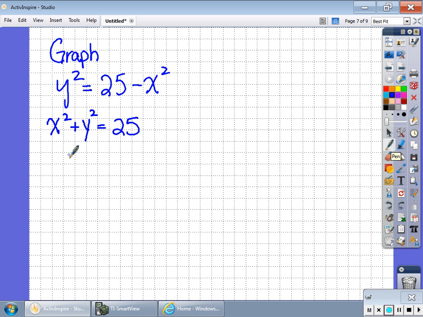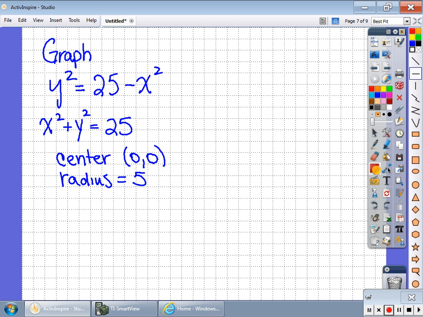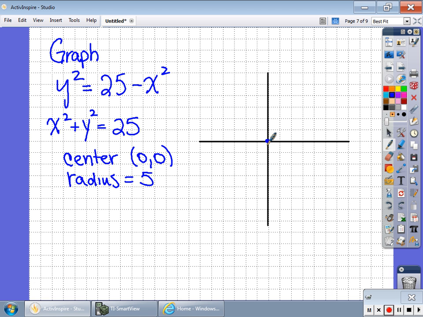We know that the center here, again, since it's x squared plus y squared, is 0, 0, and the radius is the square root of this number, because don't forget that this is radius squared. And so the radius is the square root of 25, and so the radius is 5. Now I'm going to put some axes on my paper. Here we go. There we are. And I'm going to put a center at the origin. If I can get my pen, there it is right there. Here's the origin, there's my center.